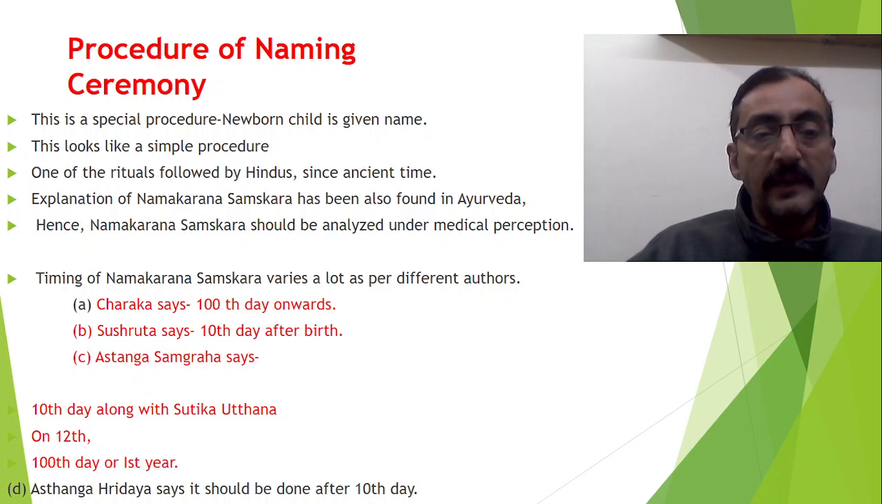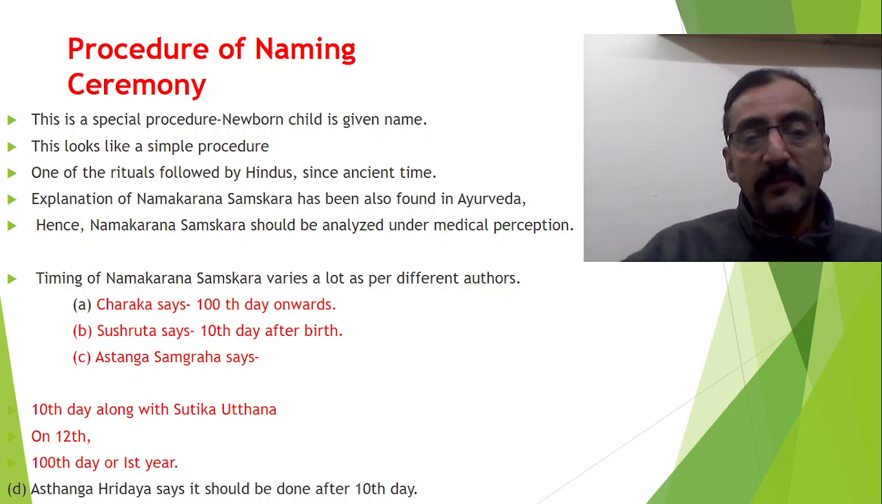Of course, there is a mistake. Charaka says 10th day onwards, not 100th day onwards. So Charaka says 10th day onwards. Shushruta also says 10th day onwards after birth. Ashtanga Sangraha says 10th day onwards, or with the Sutika Uttana, or on the 12th day, or it can also be done on the 100th day, or in the first year of life. There is a variation, and an extensive time period has been given. Again, Ashtanga Hridaya is very clear. It also says that it should be done after the 10th day. So there's a spelling mistake as I told. Charaka says 10th day onwards, not 100th day onwards.